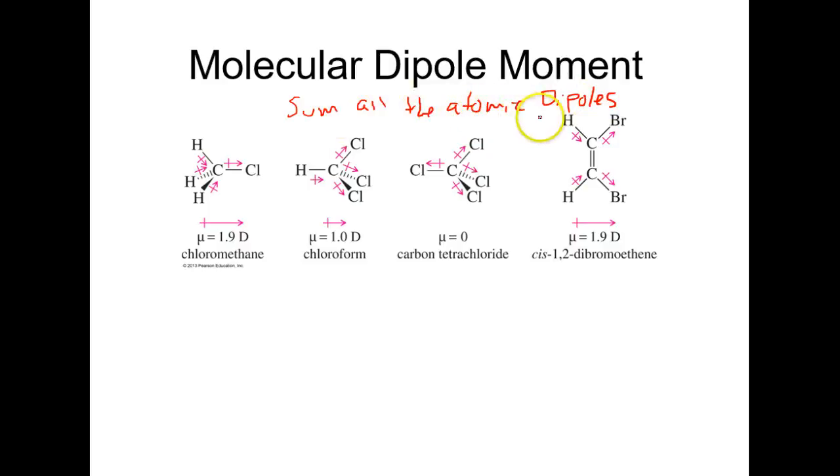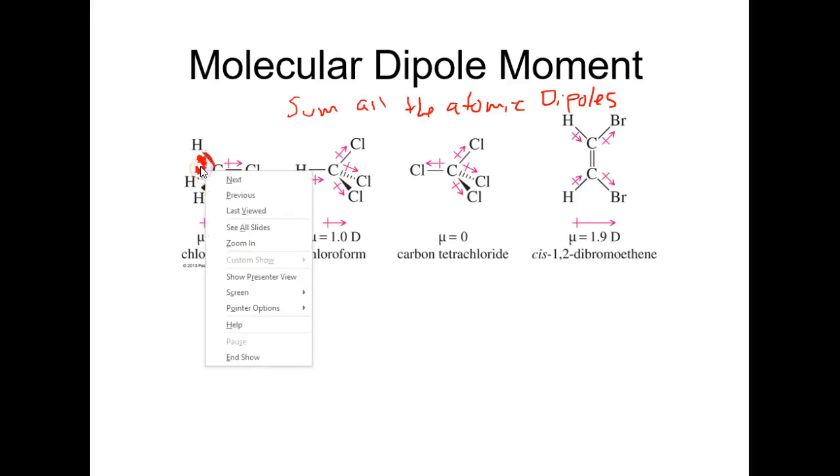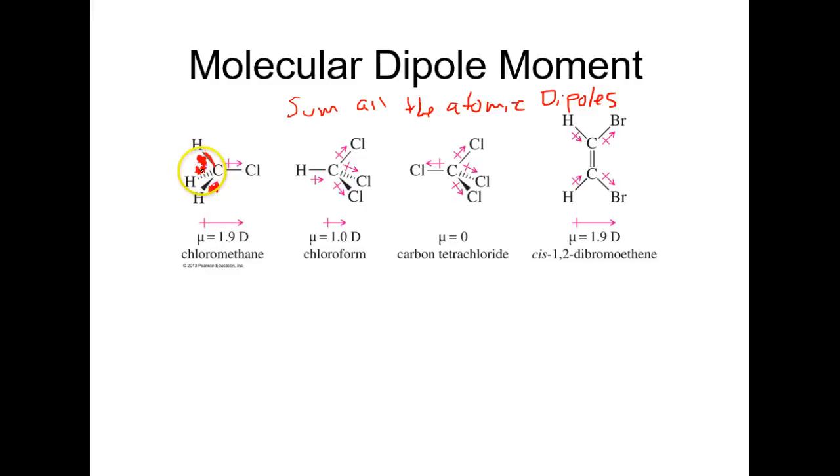Okay, sum all of the atomic dipoles. So that means I'm going to take the dipole of this carbon hydrogen, which is virtually 0. I know they put little arrows in here. I want you to know that carbon and hydrogen really don't have a dipole. I don't like how your book does that. They do have a very, very slight dipole, but for our class, we're going to assume it has 0 dipole.